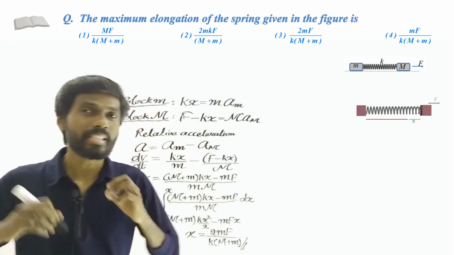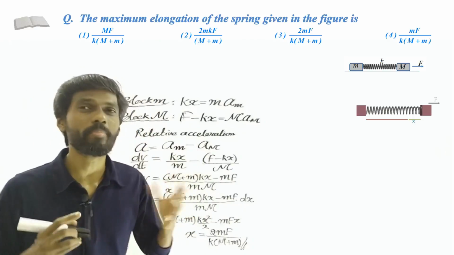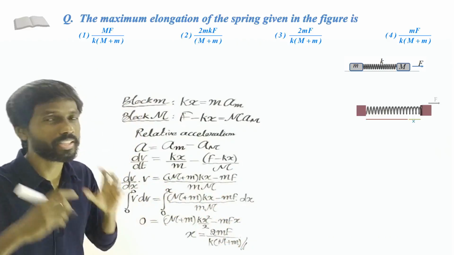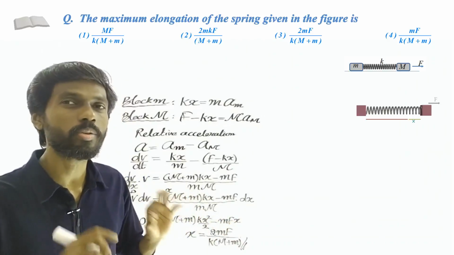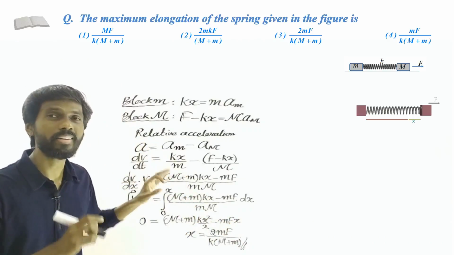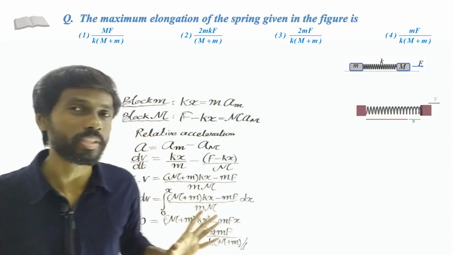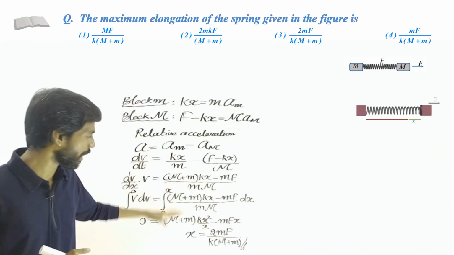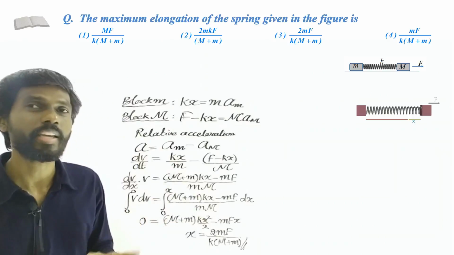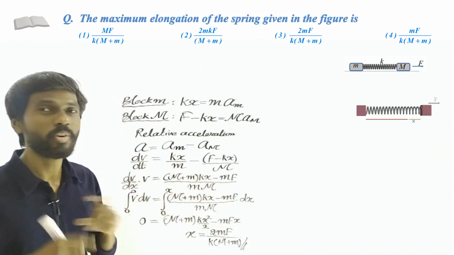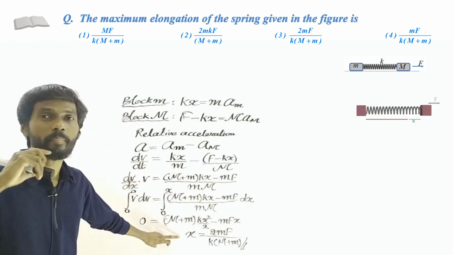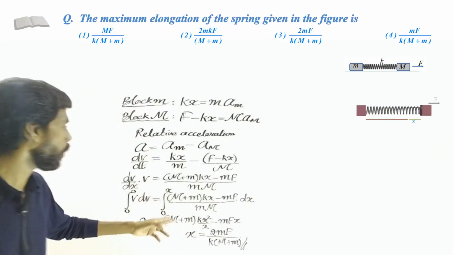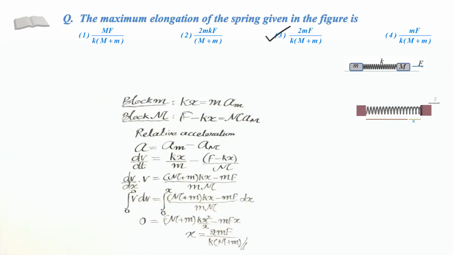Now see, this question can also be done by other methods using momentum conservation and other things. That we will do in a different chapter. But in this chapter we are just going to use Newton's law, nothing else. We are using the spring force and basic Newton's law to solve this question without using any momentum or energy. We can arrive at this answer directly if you use momentum conservation, but without getting into that, we are just using the basic Newton's law and the spring force to get this answer. So this is the maximum elongation of the spring, 2mF divided by k(M plus m).